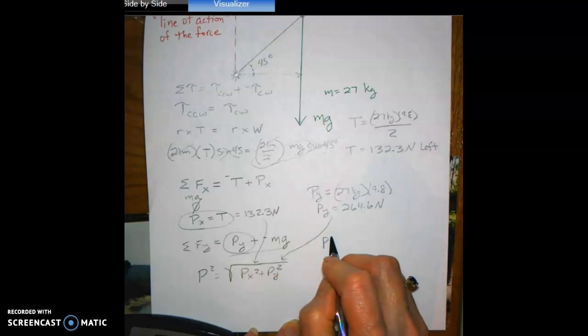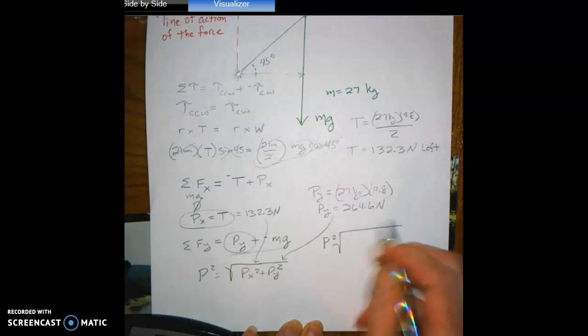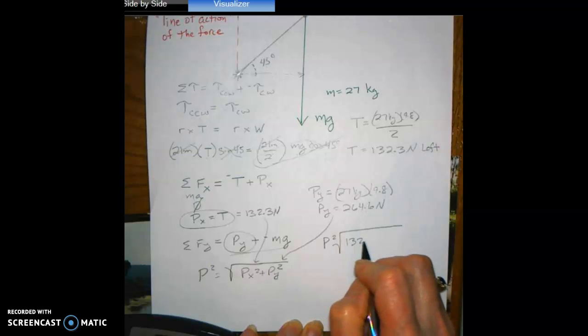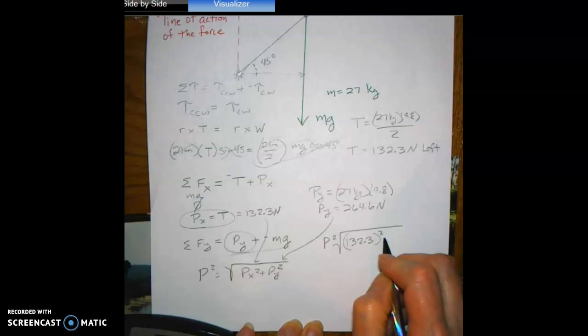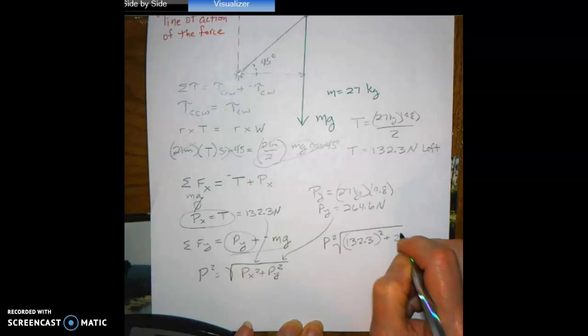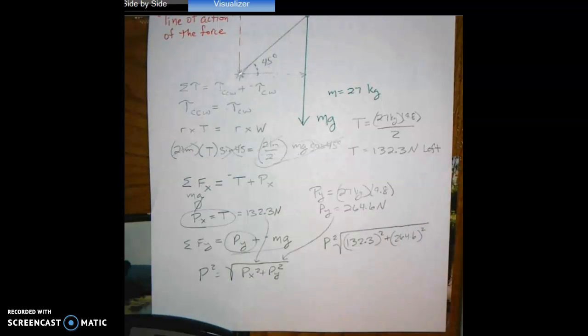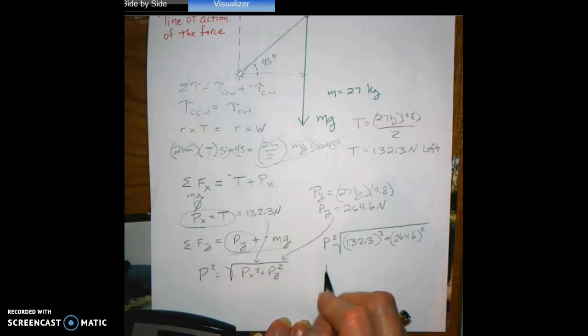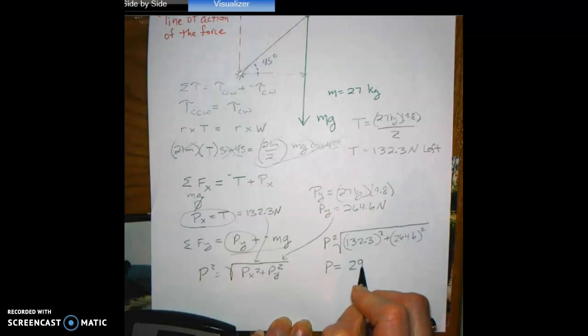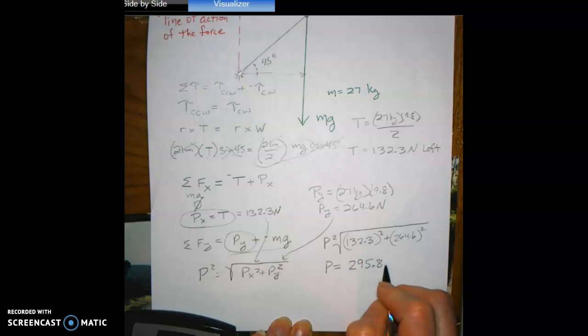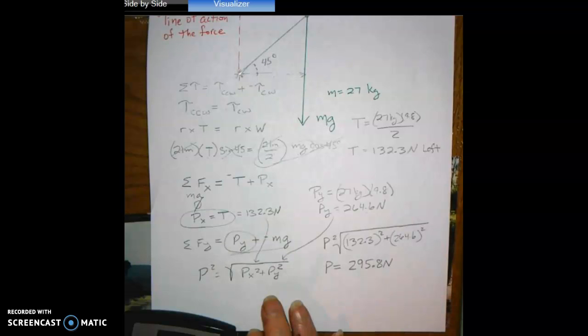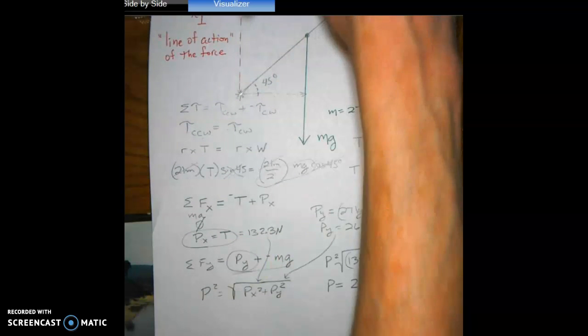So the pin is equal to the square root of 132.3 newtons squared plus 264.6 newtons squared. If I get those things into my calculator, and then I take the square root of the whole thing, I get the correct answer. The pin is supplying 295.8 newtons of force. So in order to get that, I had to use torque and I had to use force.